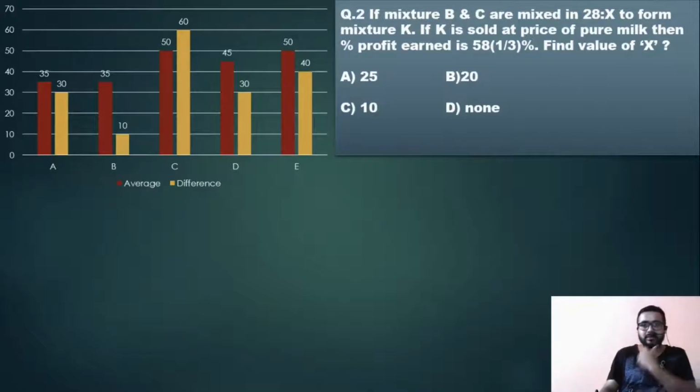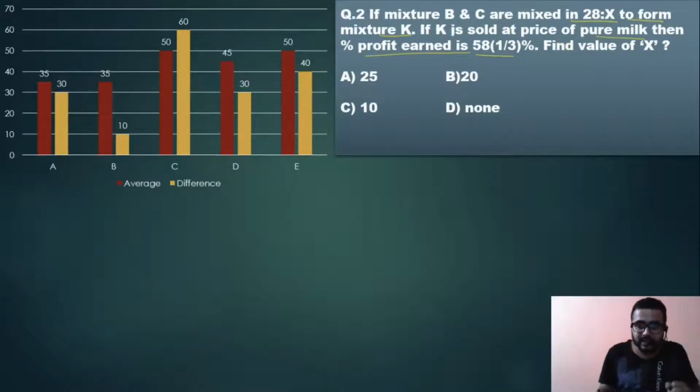What is question number second? If mixture B and C are mixed in 28:X to form mixture K, if K is sold at the price of pure milk, then the percentage profit earned is 58 1/3%, find the value of X. This concept is a very tricky one here. Okay, I have told this concept to you in the mixture and aggregation, and if you don't know this concept, what I'm going to tell you now, you will not be able to solve this question. Okay, so what is that concept?